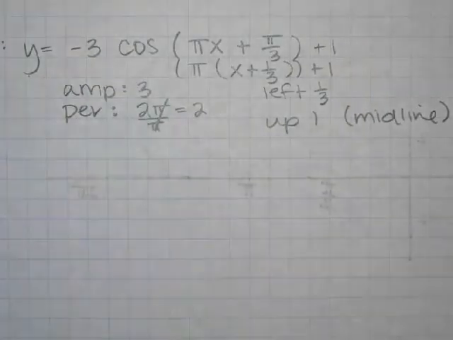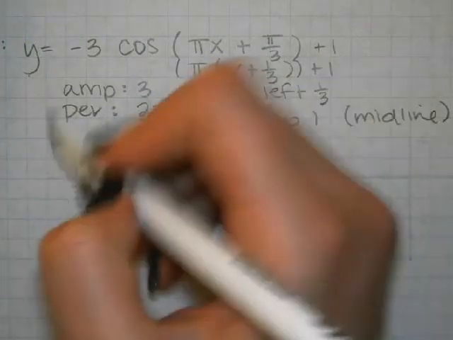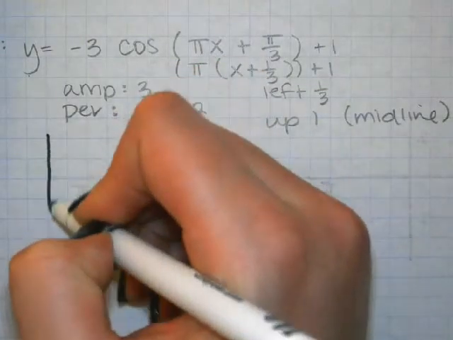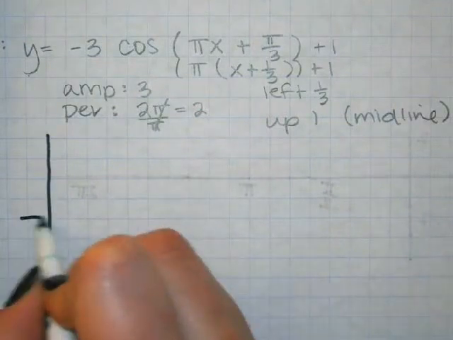Okay. All right, so let's start drawing our graph. We have to have enough room for an amplitude of 3, but we also have to be able to shift it up 1. So amplitude of 3 and shift up 1.